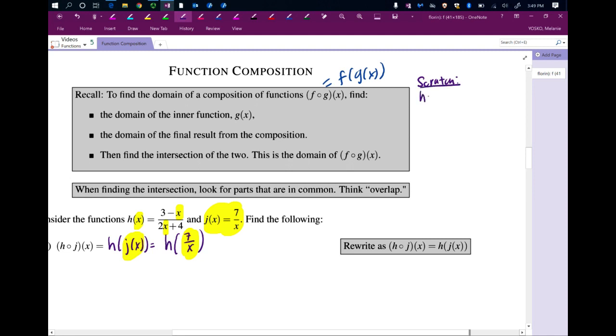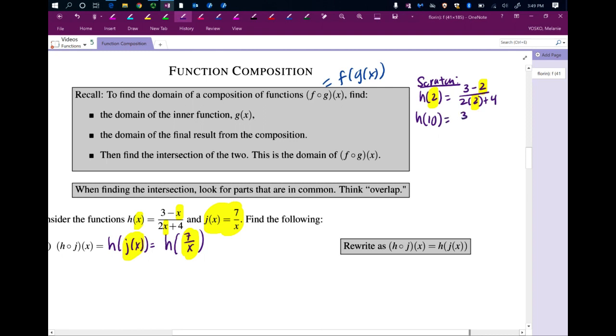But let's do h of 2. Well, that's 3 minus 2 over 2 times 2 plus 4. So what I'm doing is just practicing, trying to get the feel for how to plug in, how to replace an x with something else. Most of my students can do this very well when it's just a number. So we're going to play with some numbers till we're comfortable.